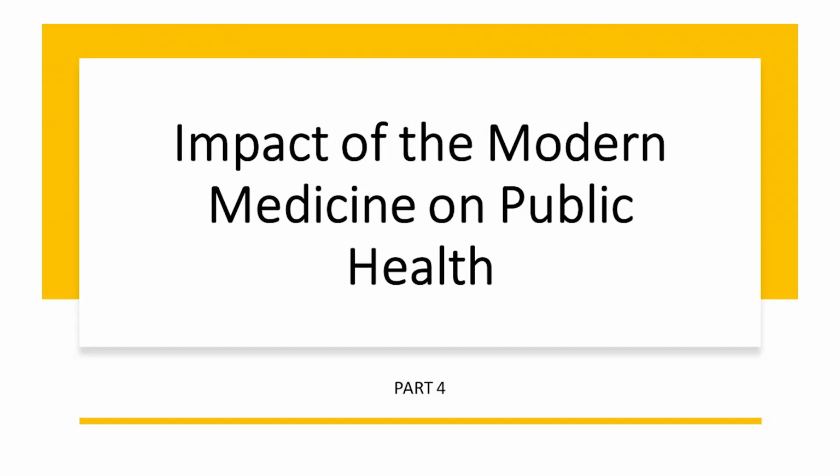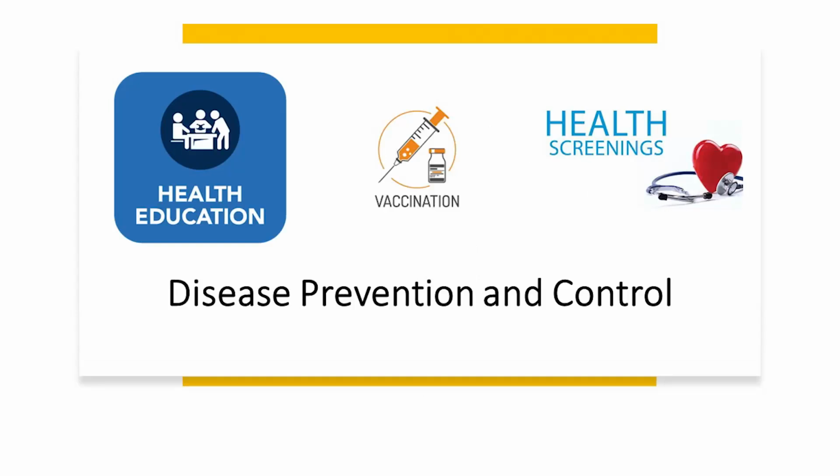Now, a good example, which we all had a recent experience of, is the impact of modern medicine on COVID care. COVID was a major problem across the world, but modern medicine came in as a panacea to take care of the human race against COVID. So, how does modern medicine impact public health? There are a few aspects based on which it improves. First is disease prevention and control. And how do we do that?